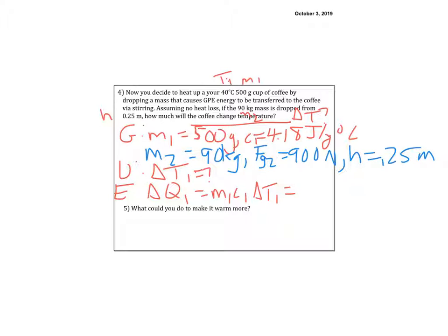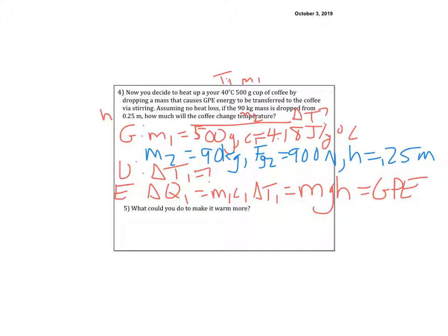I'm going to set that equal to my potential energy, which is MGH or FH. I'll do MGH. It doesn't really matter. And that's equal to my GPE. All right? So let's do the math way, and then we'll do the triangle way.